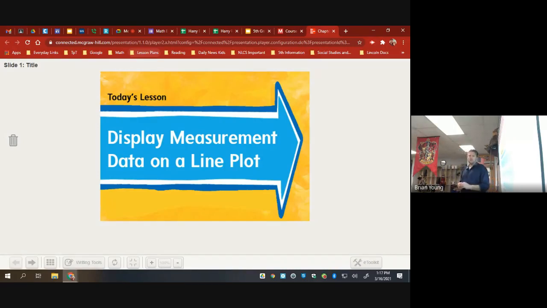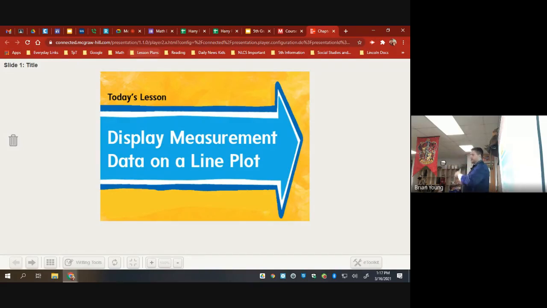So today we're going to be working on displaying measurement data on a line plot, okay? And basically what we're doing is we're taking measurements, or we're taking data, and we're putting it on a line plot, and then we're going to add those together and divide them all up. So that's important that we've learned how to add and subtract and multiply and divide fractions, because now we're going to apply that to something practical.